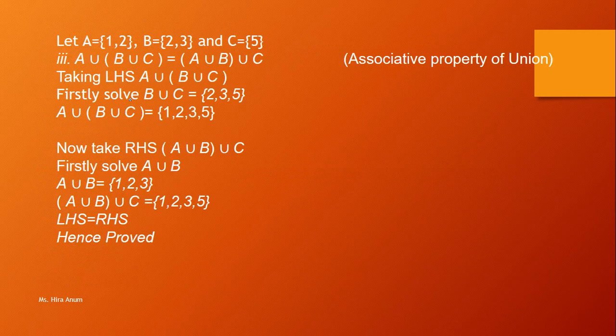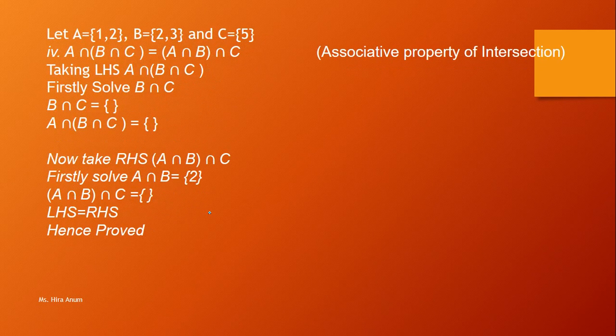Associative law of union. Taking this, the left side is this, the right side answer will be the same. Using the associative property of intersection, firstly solve A intersect B, then intersect C, which is empty. Then take the right side. Firstly solve B intersect C, which is an empty set. Then take A intersect B intersect C. Then left side equals right side.